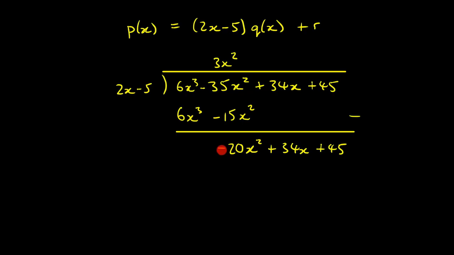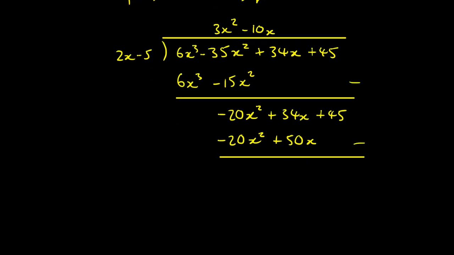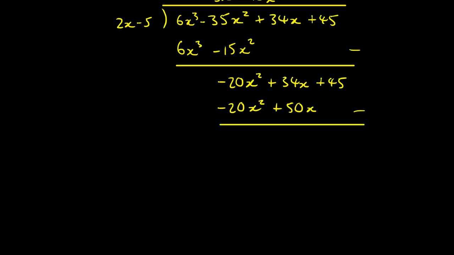Okay, so now negative 20x squared is our new leading term. We're going to divide it by 2x. If we do that, we're going to get negative 10x. Okay, and then we take the negative 10x and we multiply it through by this divisor. So negative 10x times 2x is negative 20x squared. Negative 10x times negative 5 is positive 50x. And again, we're going to have to subtract the one from the other. Okay, so negative 20x squared minus negative 20x squared is 0. 34x minus 50x is negative 16x. And we're left here with 45.